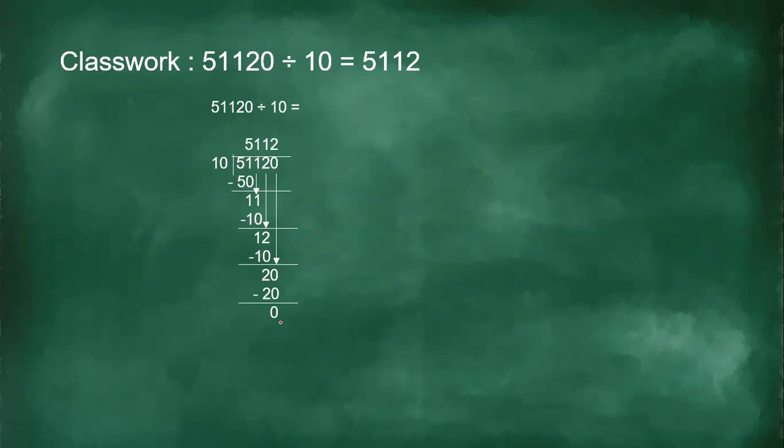It goes into 10 twice. So I put up 2. And then 20 minus 20 equals 0. So there's no remainders. Beautiful. So if you find that your number has a 0 behind it and we're dividing by 10, you're just going to write the answer without a 0.